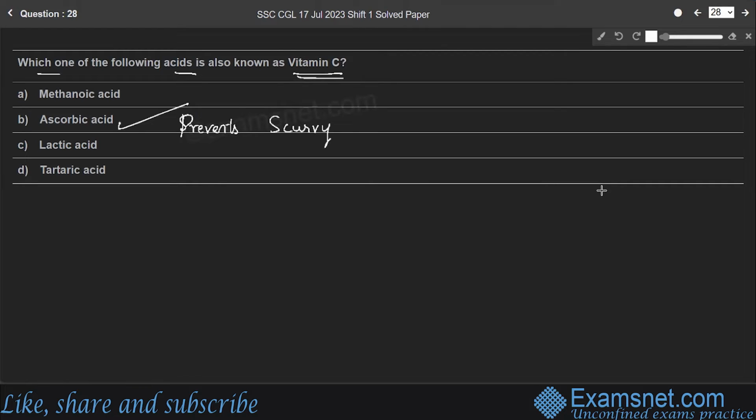Scurvy, because it helps in repairing of tissue. It also helps in enzymatic production of certain neurotransmitters. It also functions as an antioxidant. Right? Therefore, ascorbic acid is also known as vitamin C. Option B is the right answer.